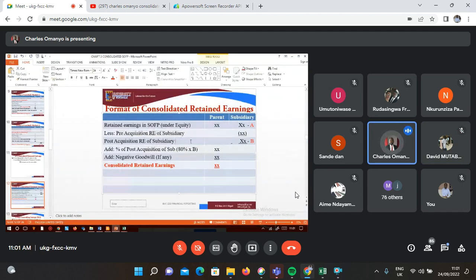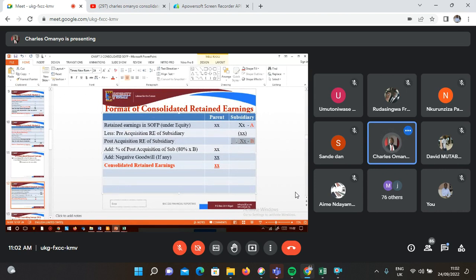When there are no adjustments, you come and less pre-acquisition retained earnings. Why do we remove pre-acquisition retained earnings? Because that is profit that was made before we acquired the company. Now, if it was before we acquired the company, you take the total profit minus profit before we acquired the company. What you remain with is post. It is profit after we acquired the company. It is called post, the profit after.